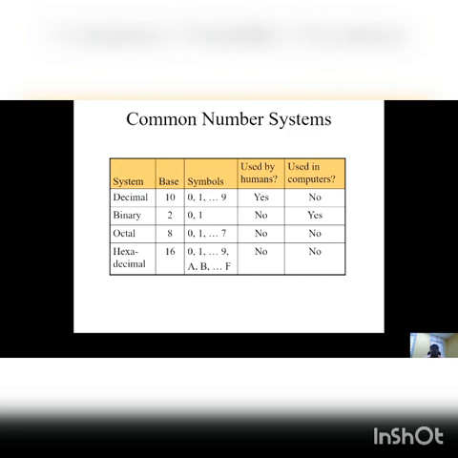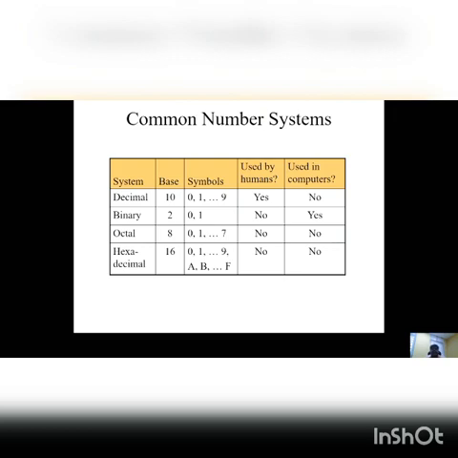Symbols: decimal is base 10, it means 10 symbols will be there from 0 to 9. In binary, 2 symbols will be there, 0 and 1. In octal, 8 symbols will be there, 0 to 7. And in hexadecimal, 16 symbols will be there, 0 to 9 and 10 corresponding to A. B stands for 11, C stands for 12, and F stands for 15.